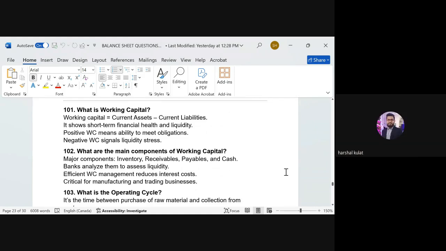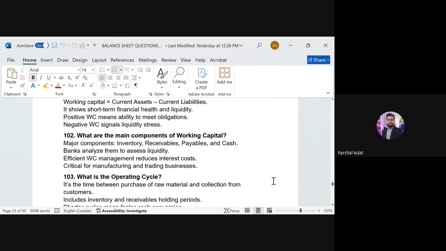What is working capital? Working capital equals current assets minus current liabilities. It shows short-term financial health and liquidity. Positive working capital means ability to meet obligations. Negative working capital signals liquidity stress.